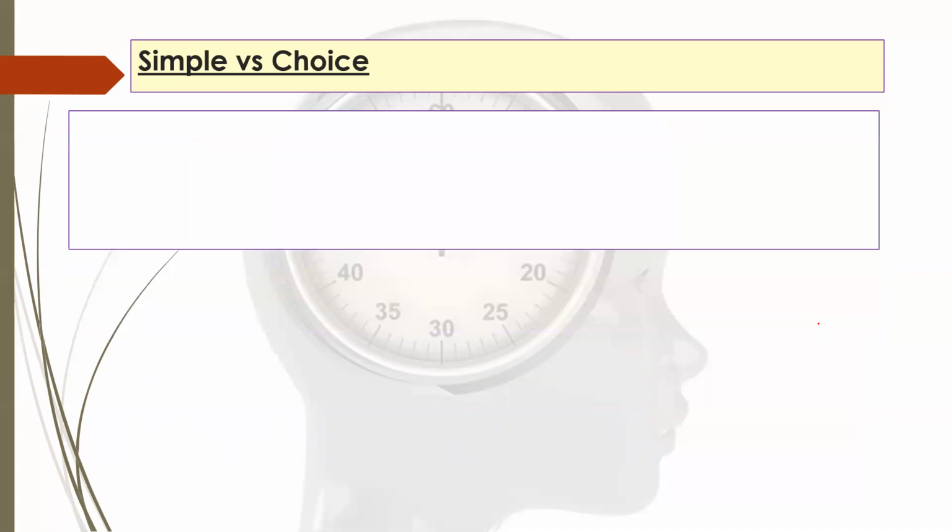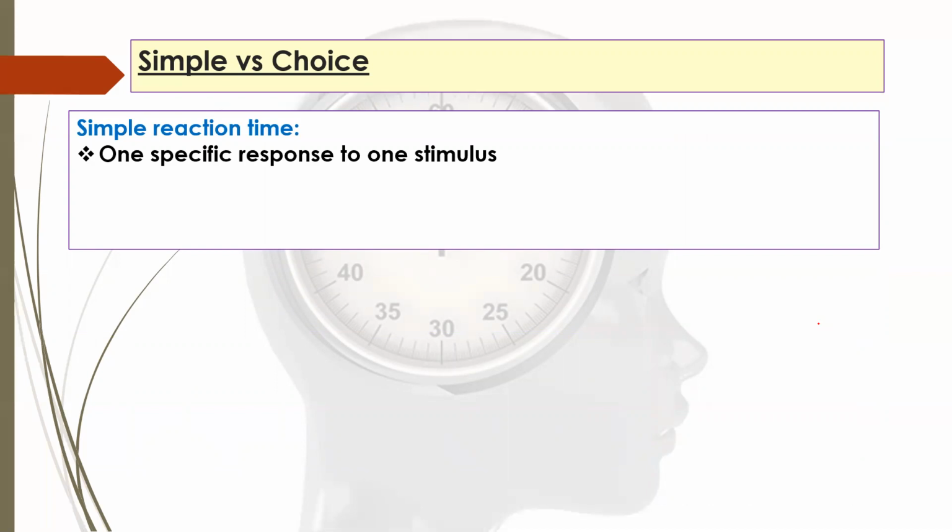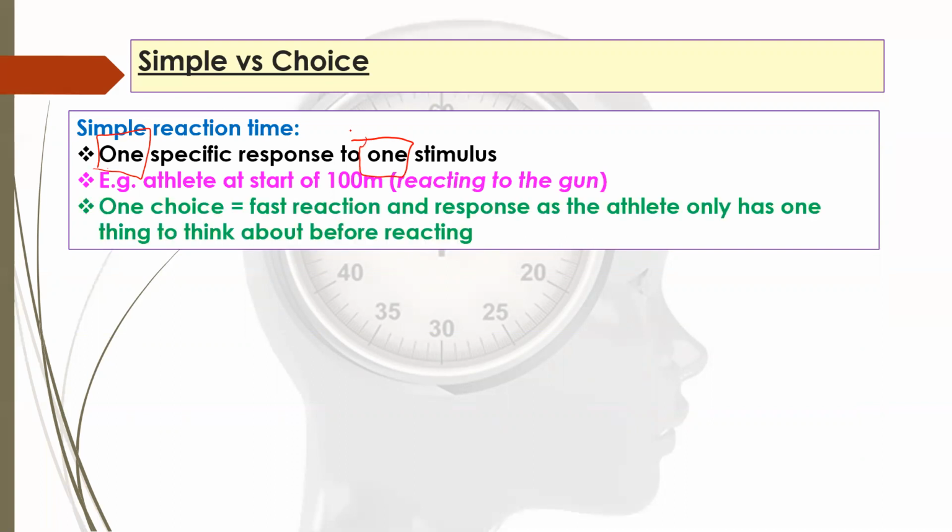Okay, so let's just go through it then. So simple reaction time, we'll do these one at a time. Key thing with this is it's one specific response to one stimulus. One specific response to one stimulus. As a result, it's a much faster reaction time.